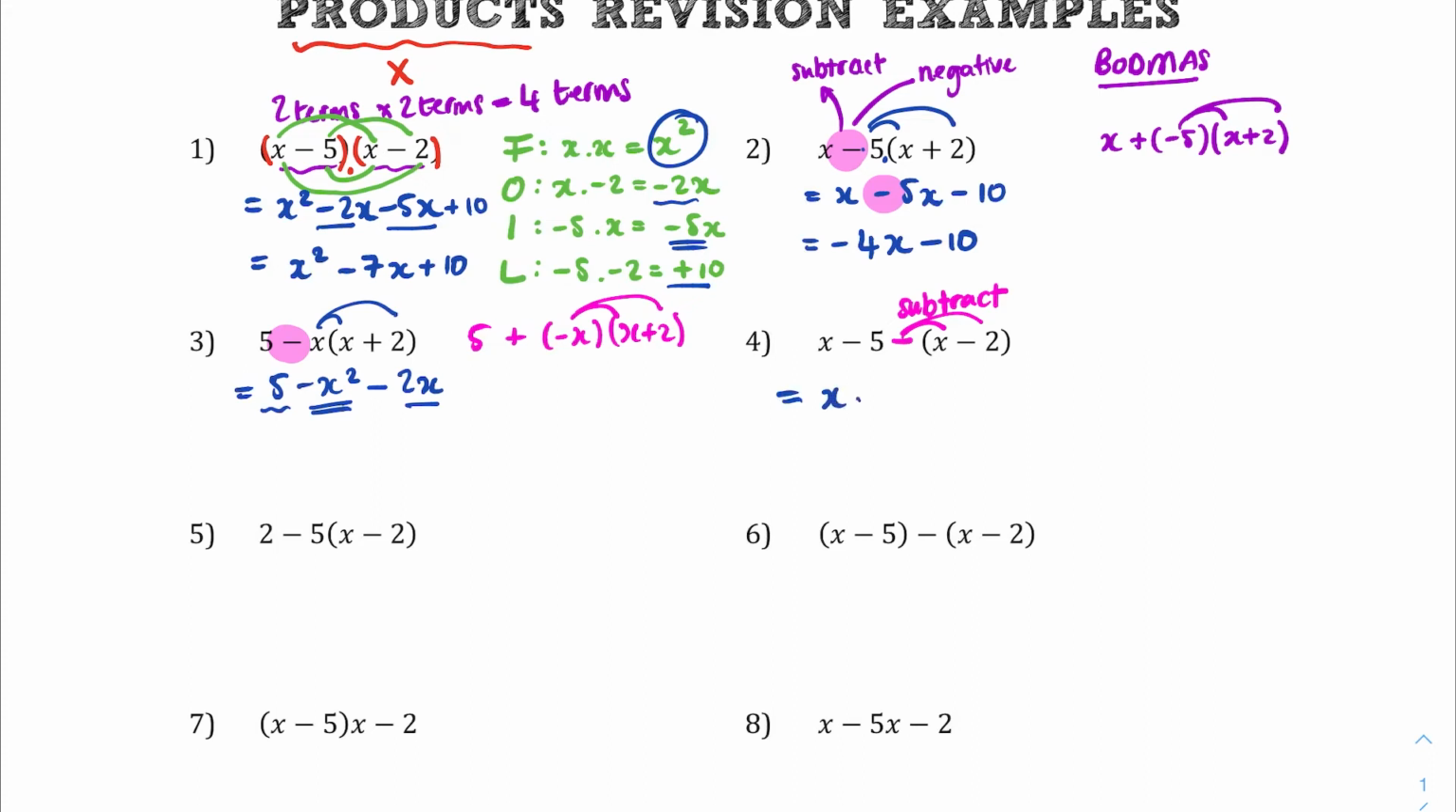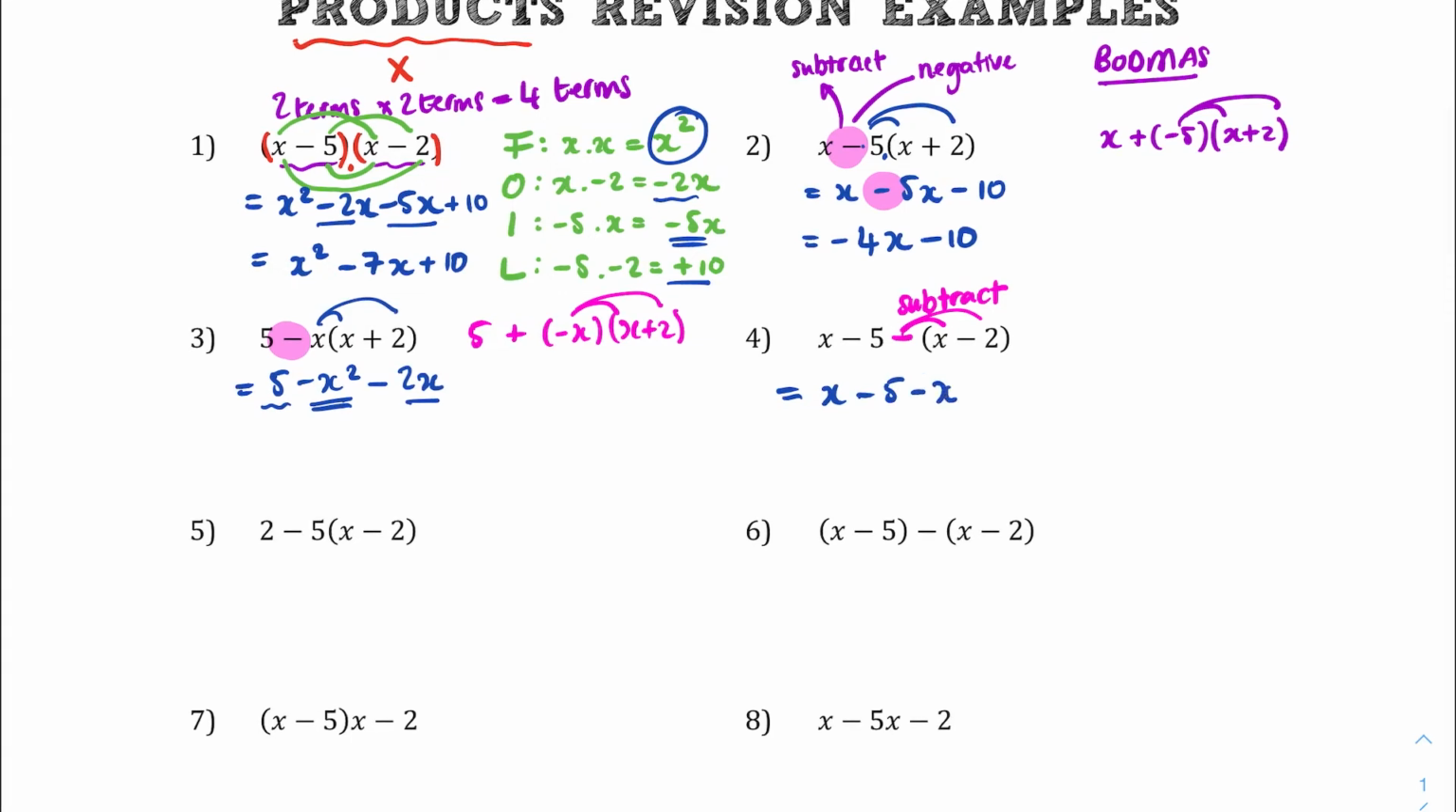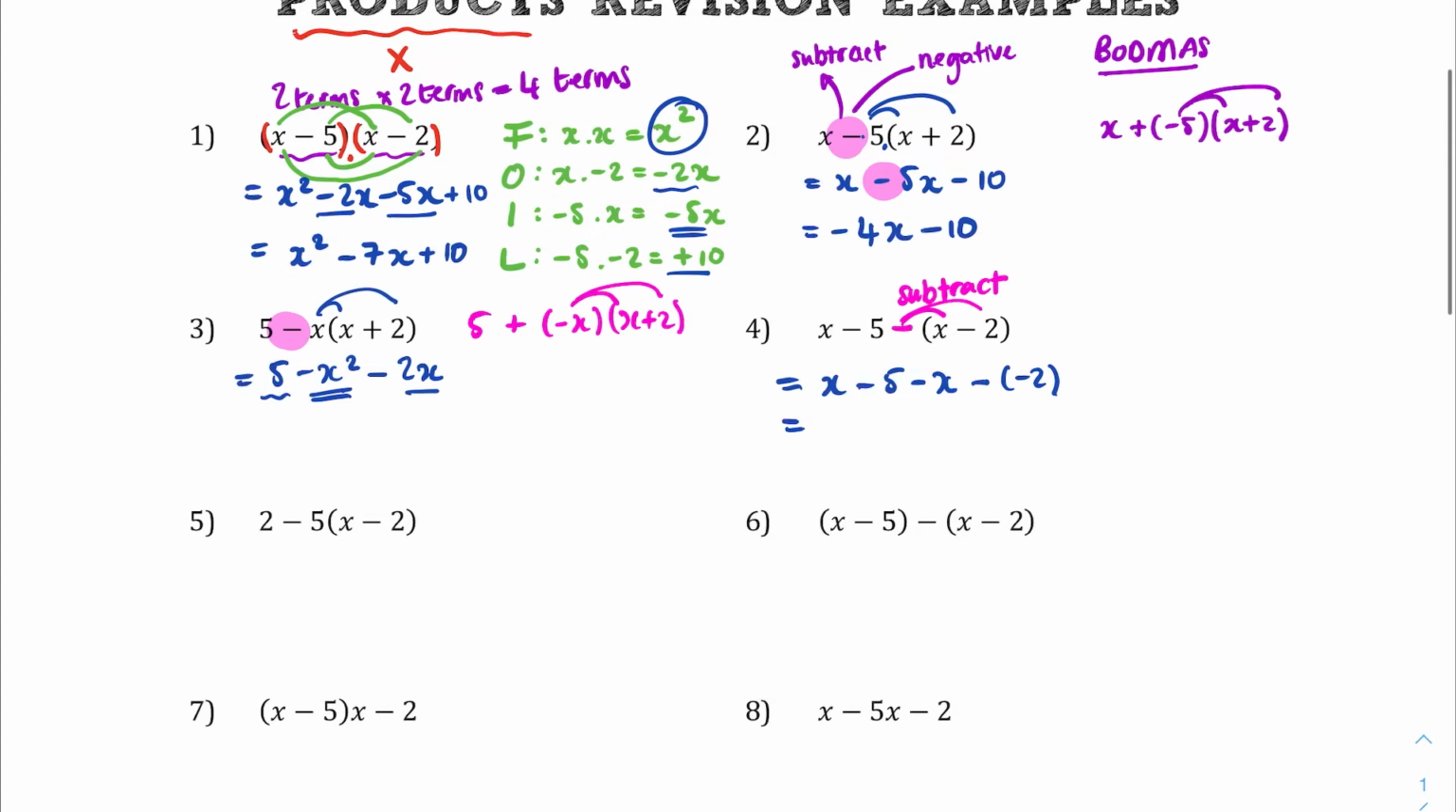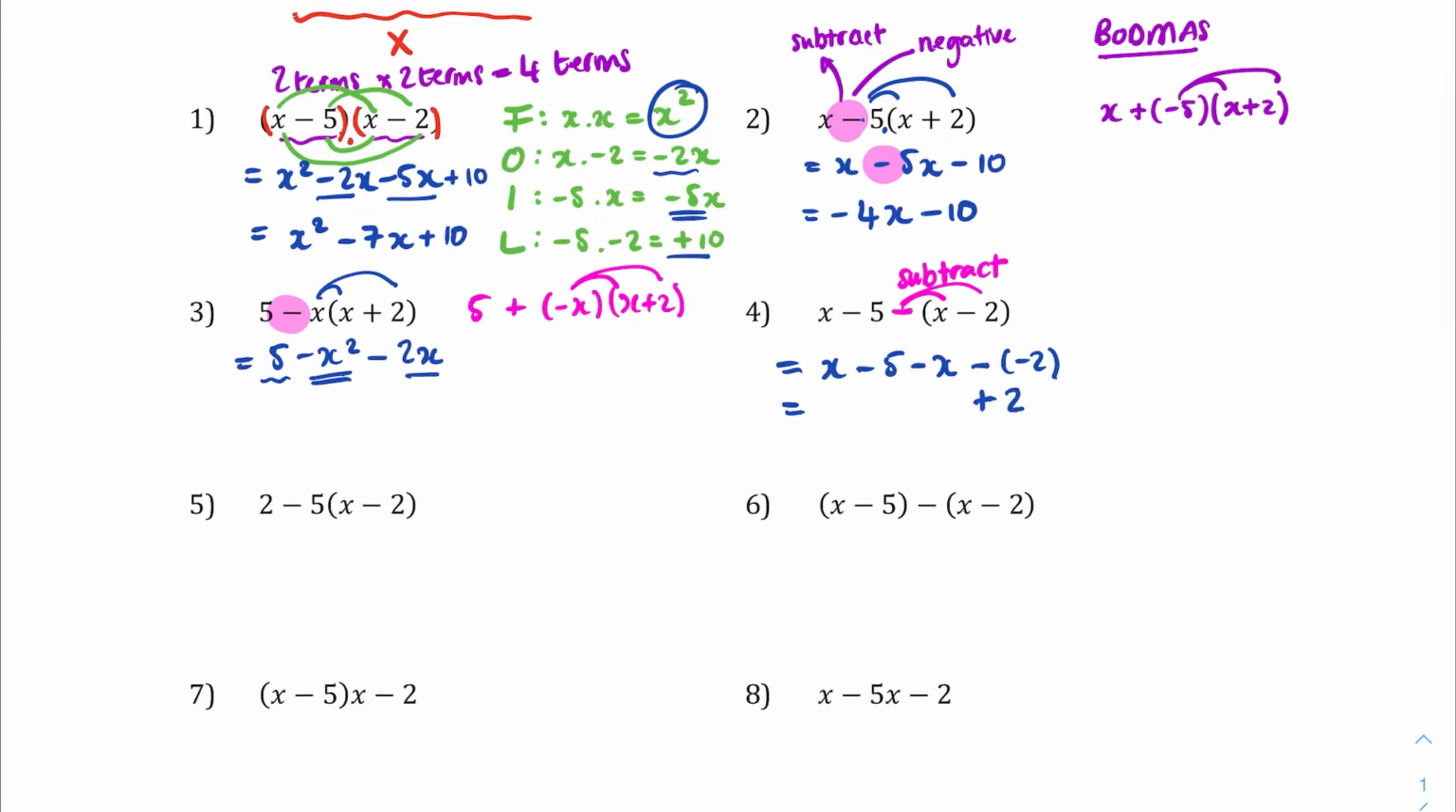So we're going to keep our x and our -5, and then we're going to subtract an x. Now, this next time is we're going to subtract a -2. Now, some of you would have immediately gone, well, isn't that just +2? Absolutely it is. Well done. We realize that when we subtract a negative, it's going to be the same as adding 2. So we've got x minus 5 minus x, and then we're going to add 2.